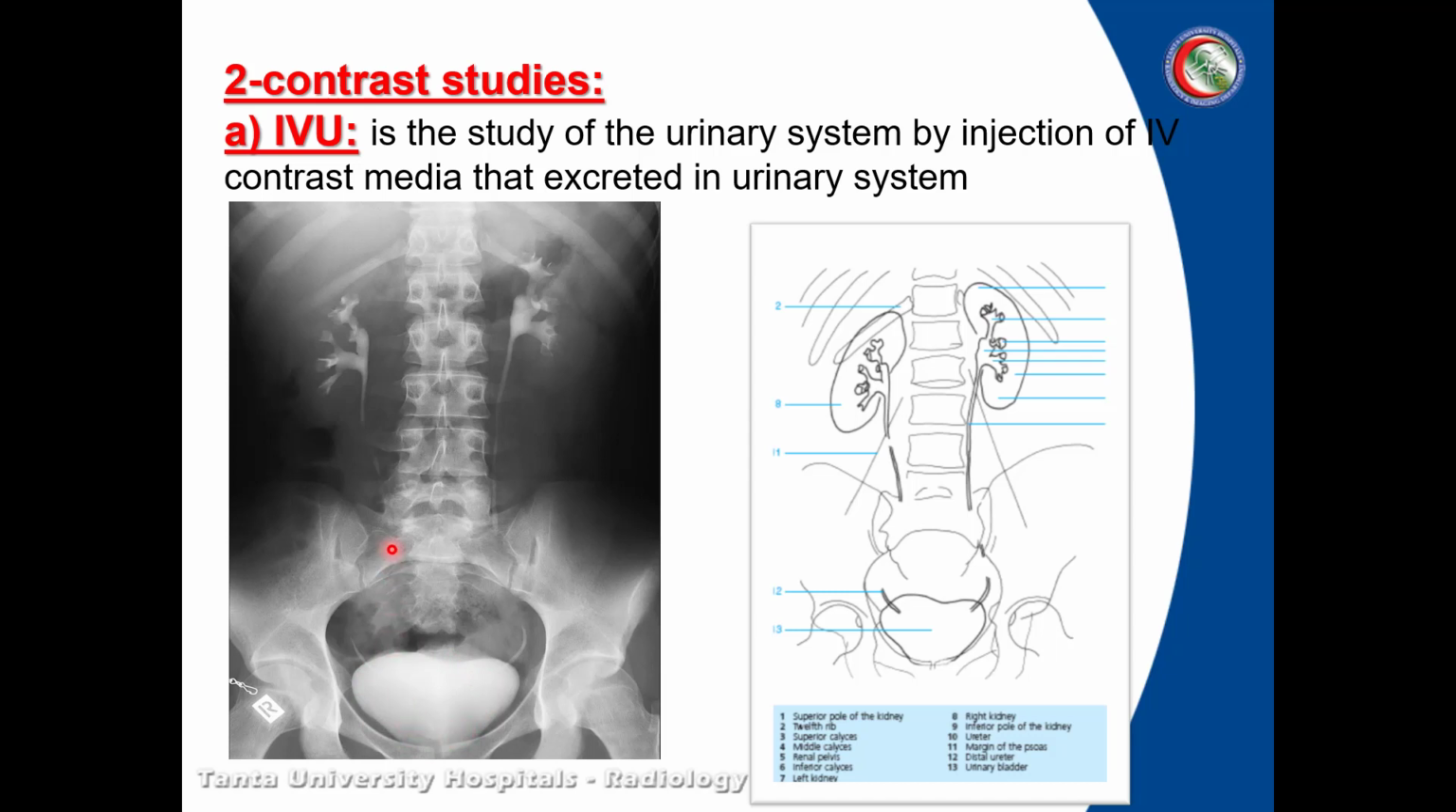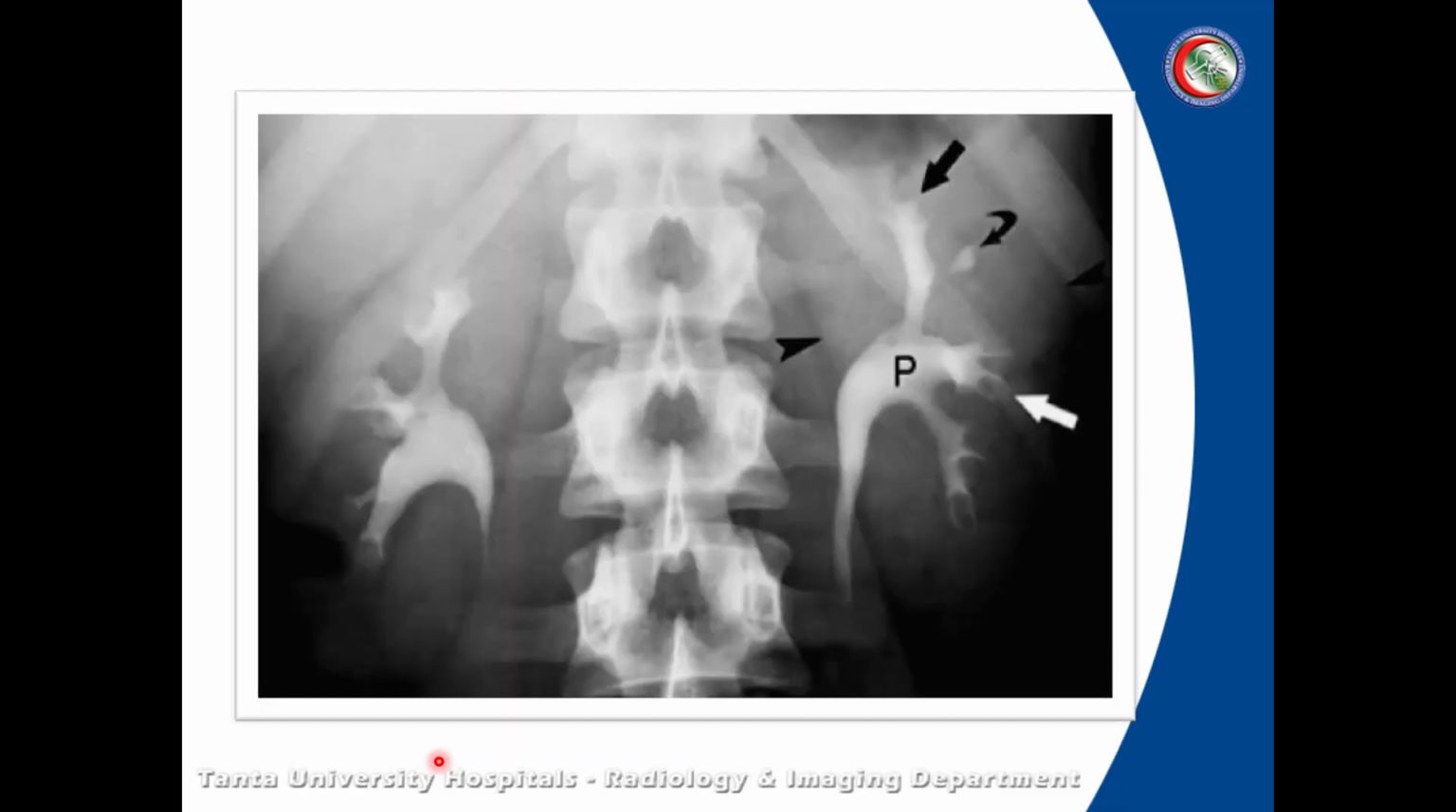So IVU is important for examination of the urinary system, any filling defects such as stones, any dilatation in the pelvic calcial system and ureters, which is called hydroureteronephrosis, meaning there is distal obstruction, and examination of the urinary bladder with filling defects or any abnormality in its contour or in size or in shape. So it's a very important imaging modality in the urinary system.